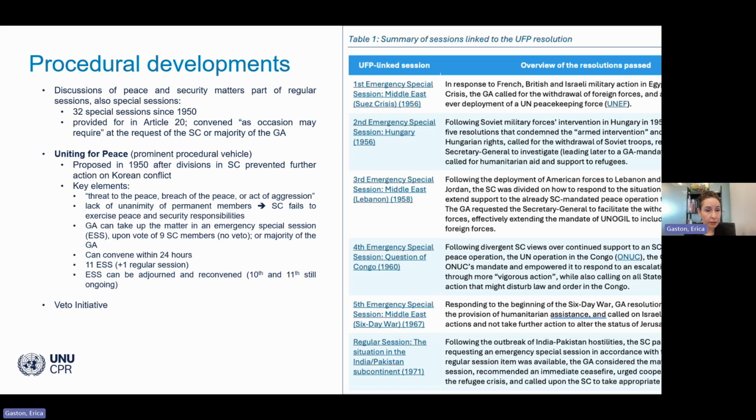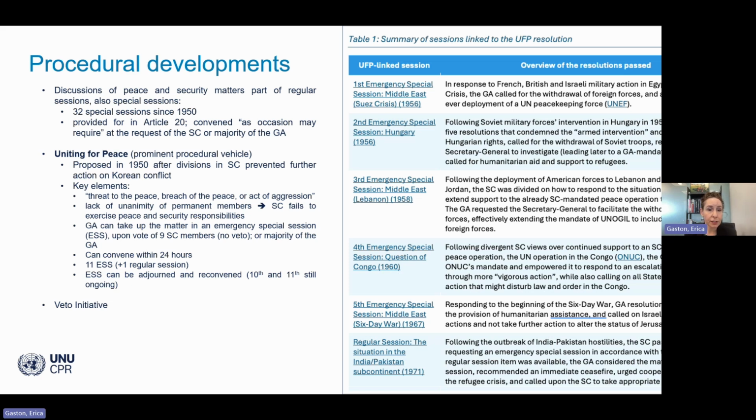There have been 11 emergency special sessions so far, and also one regular session where the UFP resolution was exercised, but there was already a regular session on the topic, so that was used in lieu of creating a separate ESS. And also important to note that they can be adjourned and reconvened. So the 10th and the 11th, the 10th related to issues in Palestine and Israel, and the 11th related to Ukraine, are still ongoing and active sessions that can be reconvened at the request of member states.